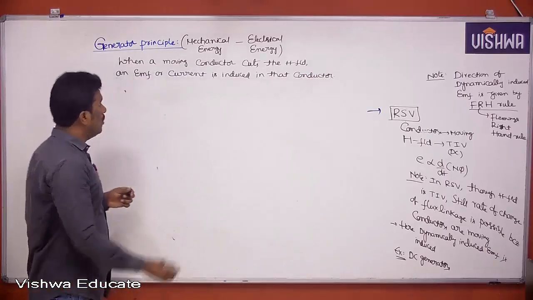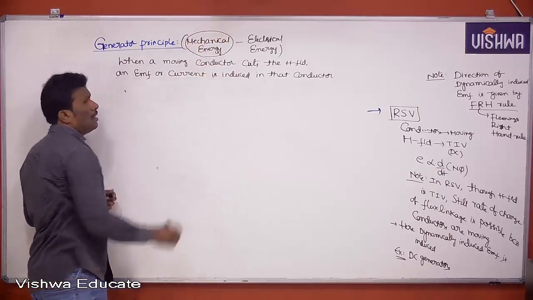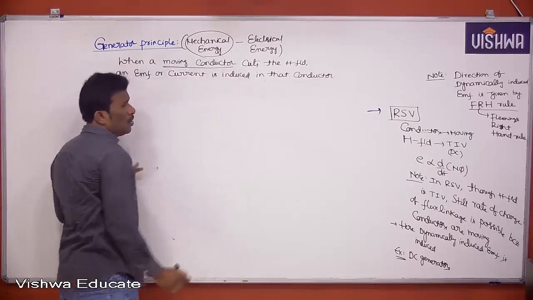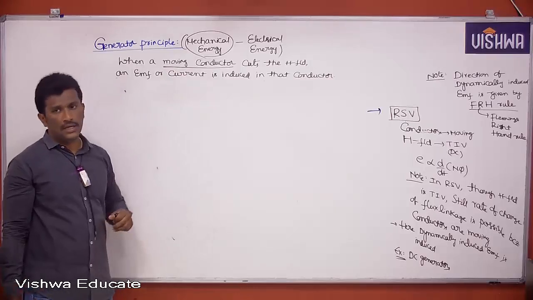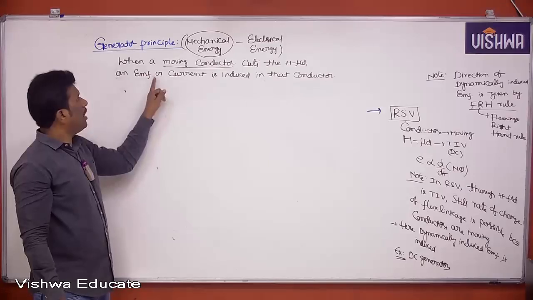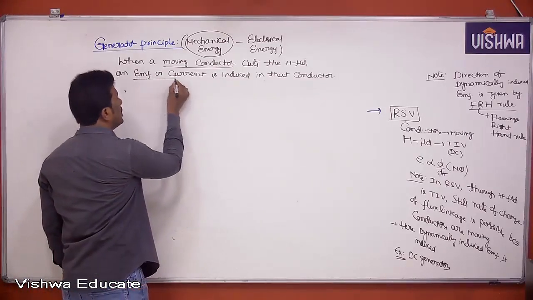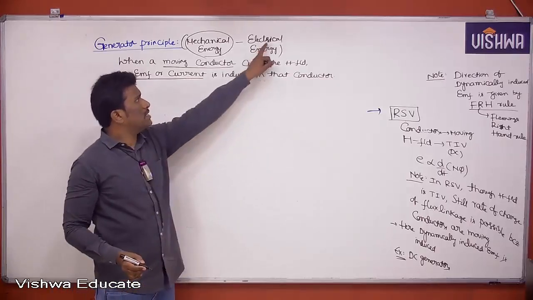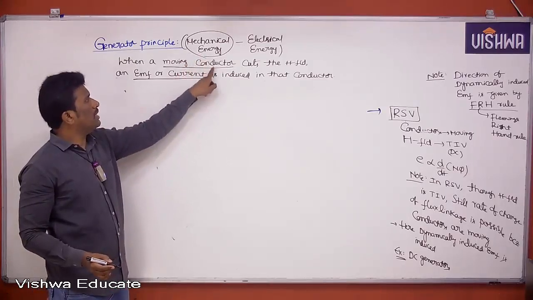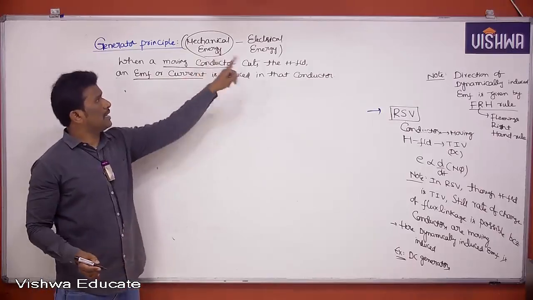If you observe clearly, what is the function of a generator? I told you, it converts mechanical energy into electrical energy. Here, moving conductor indicates we are giving mechanical energy to this conductor. When a moving conductor cuts the magnetic field, then EMF or current is induced in that conductor. EMF or current is the indication that we got electrical energy produced at output. Therefore, here moving conductor indicates mechanical energy, EMF or current indicates electrical energy.